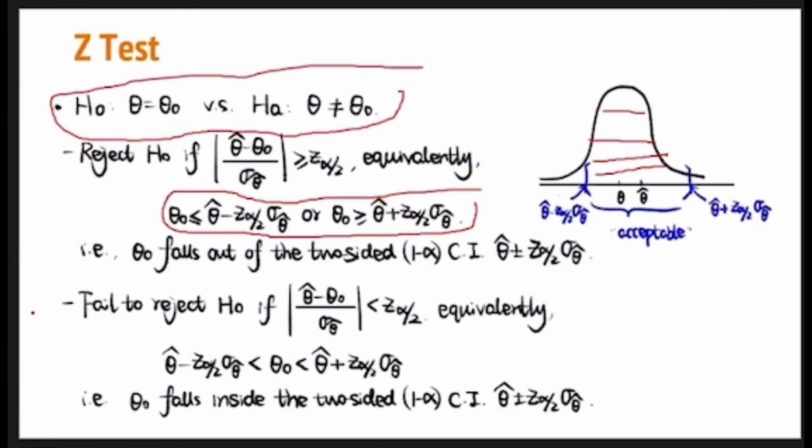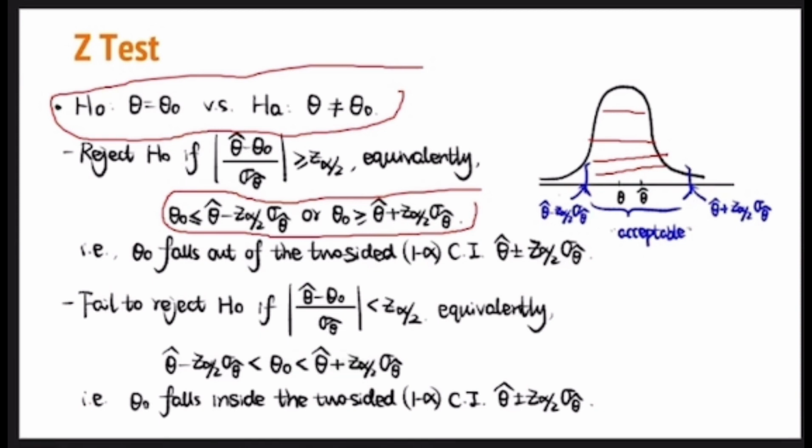Okay, so failing to reject H naught is the same thing as, if I want to use a confidence interval, theta naught falling inside. Falling inside is failing to reject. Failing to reject means acceptance. Does that make sense? Okay, now I've talked about two-sided.